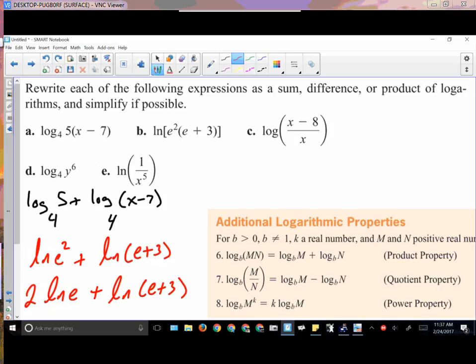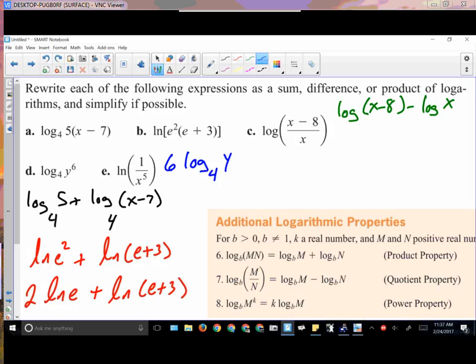C, division. Well, that means that I am going to simply have log of (x minus 8) minus log x. All done. That's it. That was the quotient property, so I used it there. I take a look at D. What's all going on with that? Well, I see a log base 4 of y to the 6th. Power property. Power property gives me log base 4 of y. Well, what would be out in front of it? 6. There we go.